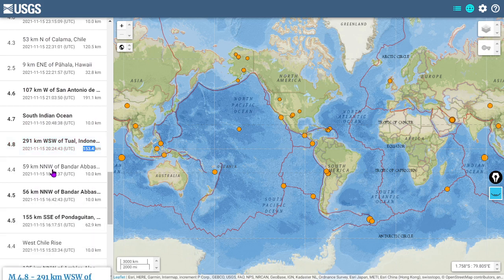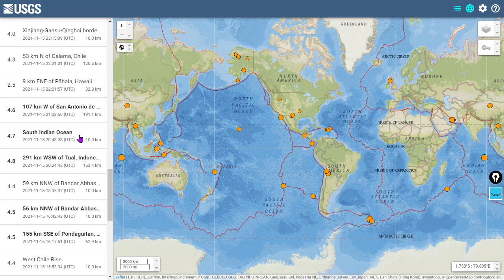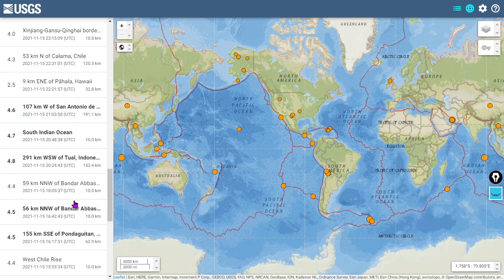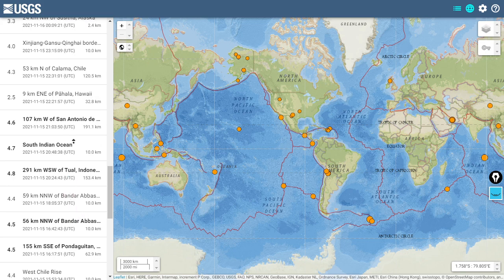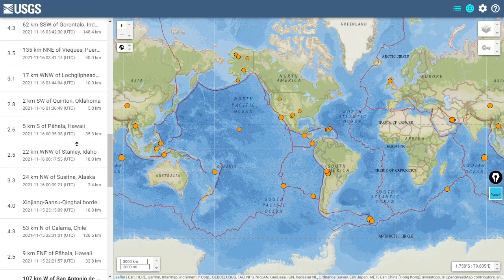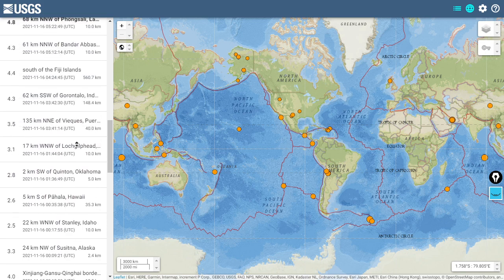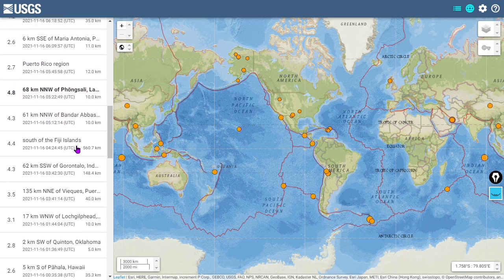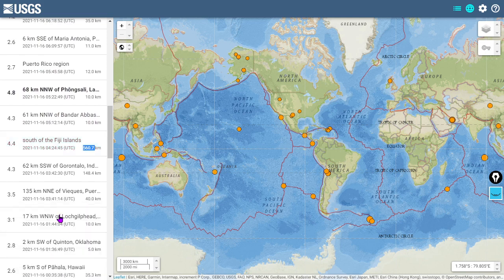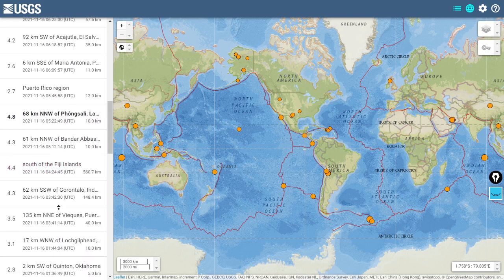Deep quake in Indonesia. It was a 4.8 magnitude over 150 kilometers. Some deep quakes, at least one deep quake in Argentina, similar in size and depth to the Indonesian quake we just covered. Fiji Islands area saw an over 560 kilometer estimated depth quake there. That was a 4.4 magnitude. If that happened at the surface, that would be like a 6 magnitude quake.